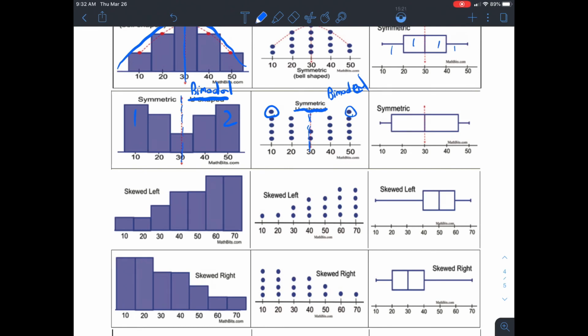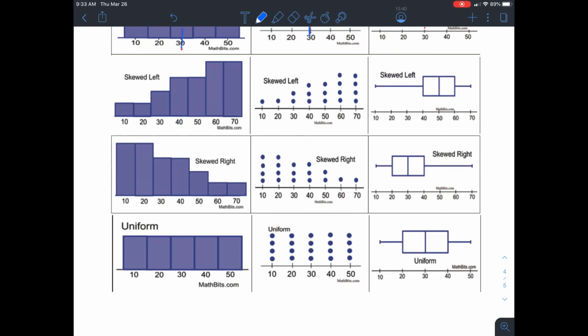Then we have skewed left. Skewed left on a histogram, skewed left on a dot plot, and skewed left on a box plot. As you can see, all of them have the data weighing heavier on the right side of the graph. Vice versa for skewed right, the data is heavier on the left side.